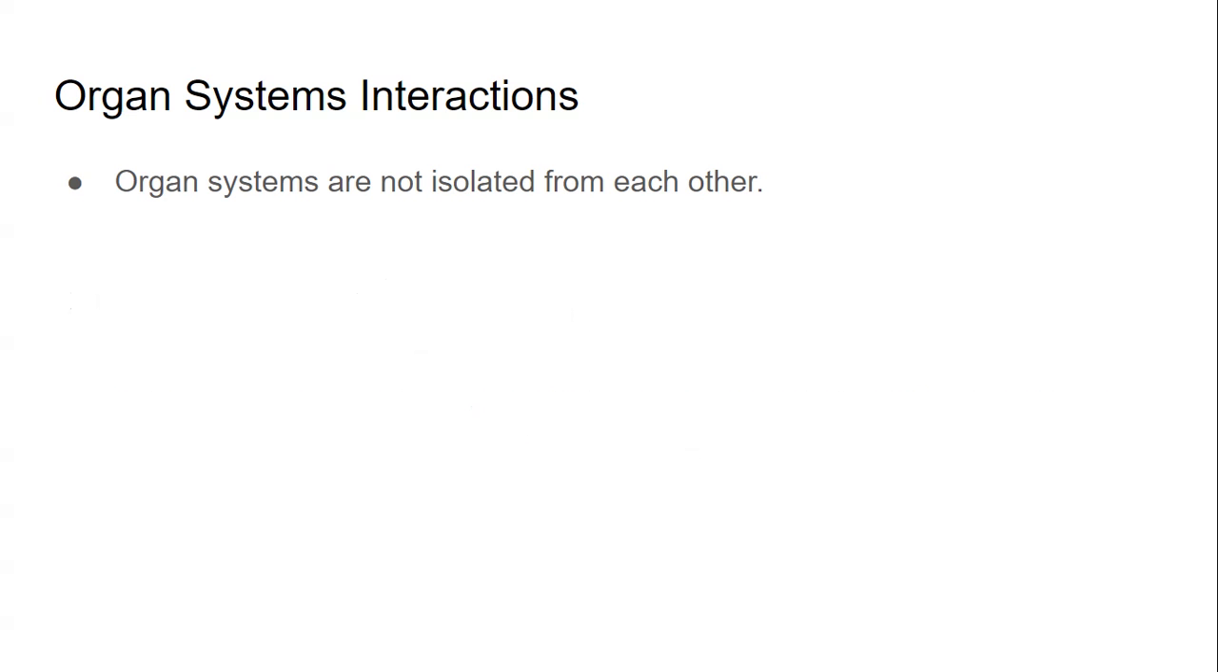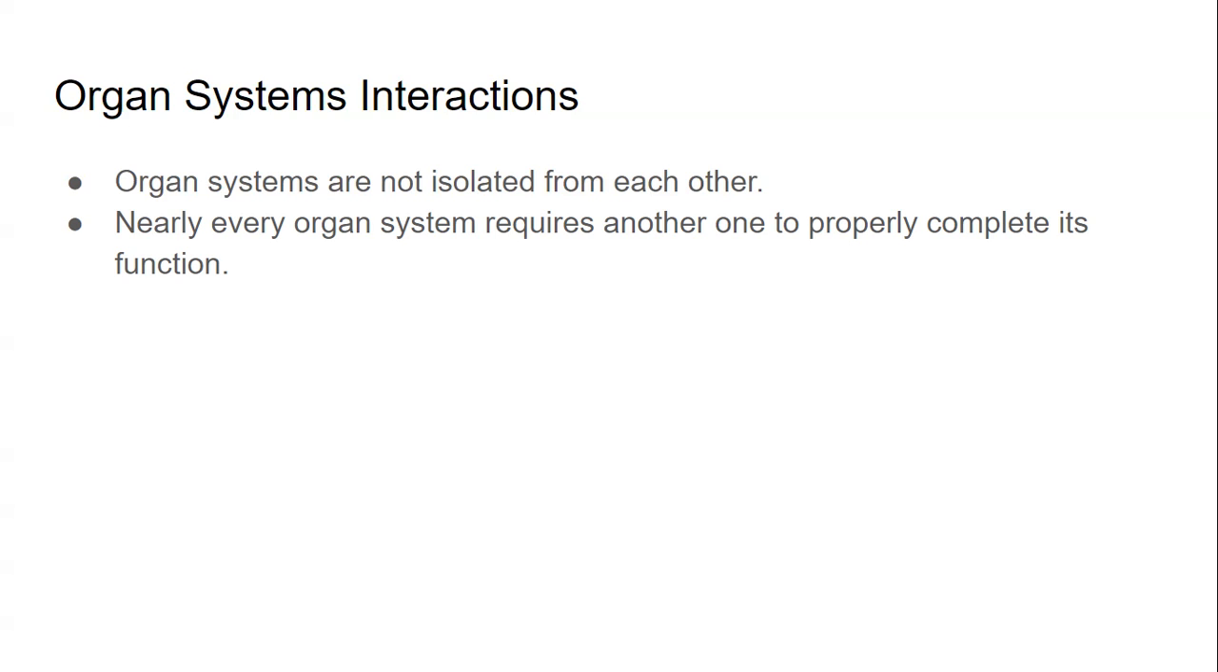So we know that organ systems are not isolated from each other. All of them have some sort of interaction with another one. They cannot exist simply on their own. They require another system in order to be able to properly complete its own function. Without that, then some of the functions that we talked about in the last video don't necessarily make sense. And that's what we're going to look at specifically today.